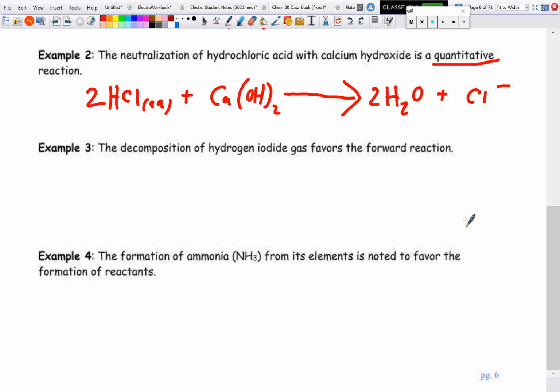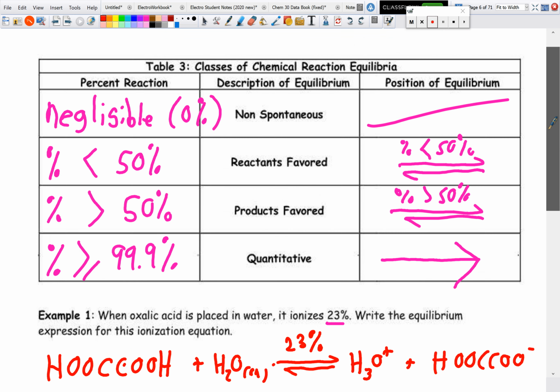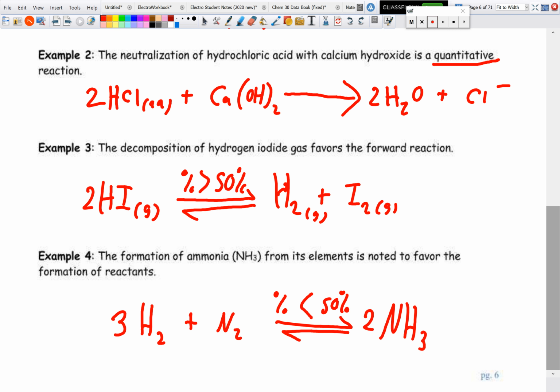Now, I'm just going to pause the video and put the answers up in 3 seconds, so you guys should pause this and see if you can get example 3 and 4. And hopefully for those you get something like this. So we don't have any numbers with them, but if we follow the chart up above here, if we know products or reactants are favored, we can easily communicate that.